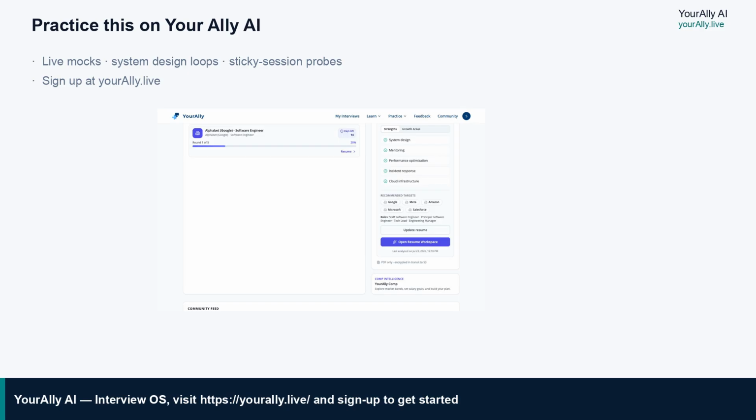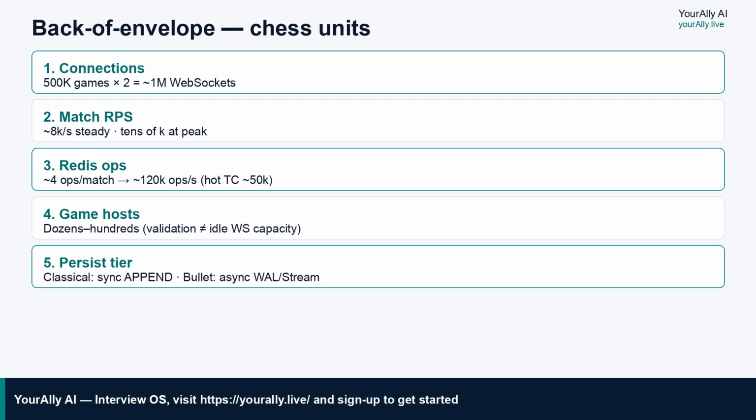Back to math. Back of envelope, chess units on the whiteboard. Connections. 500,000 games times 2 is a million WebSockets. That alone means a fleet, not a hero box. Match RPS, fast controls requeue about every 2 minutes.